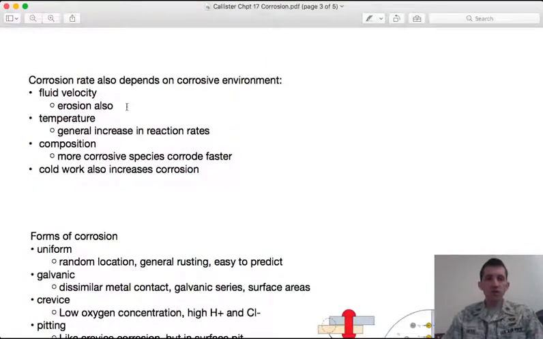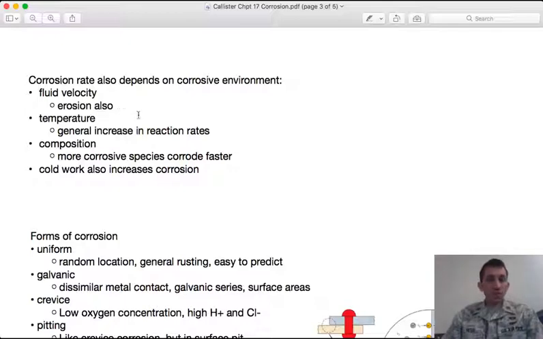So you could have fluid flowing in a pipe. You could have waves hitting against a ship. You could have wind whipping against a surface. Any place where you have fluid velocity, right, you're also going to have erosion happening due to the impact of that fluid, which can accelerate the corrosion environment because the erosion is exposing new metal surface, which can then be corroded.